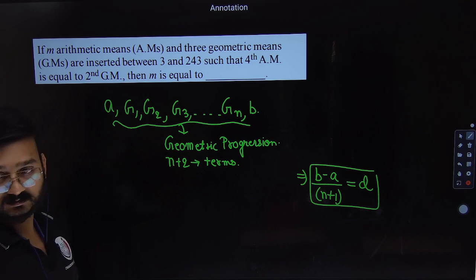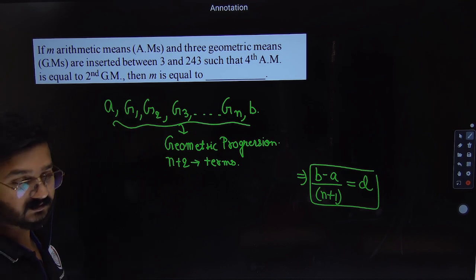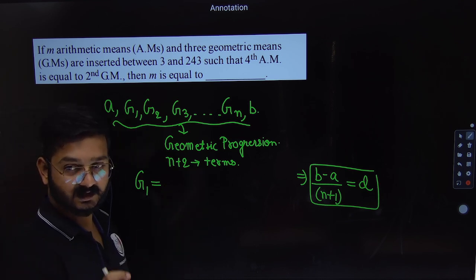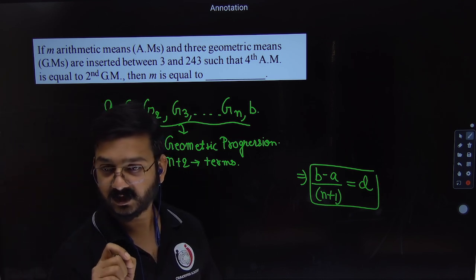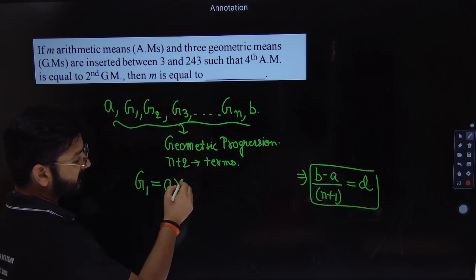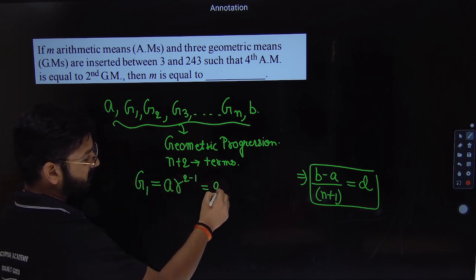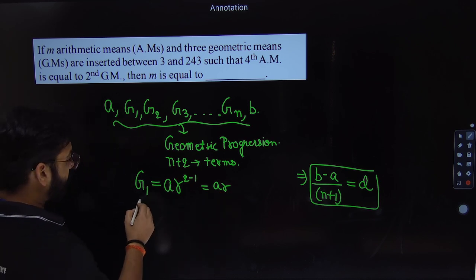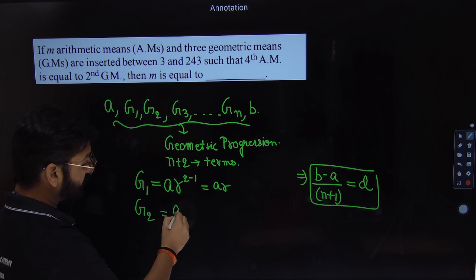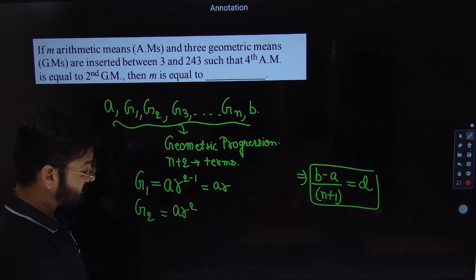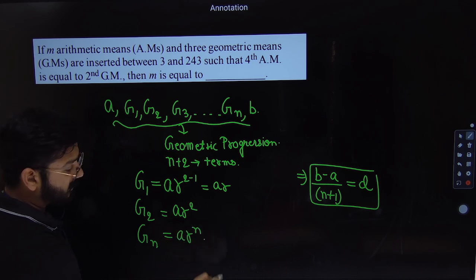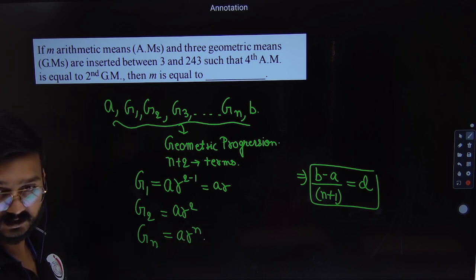So G1 is which term? First or second? Second. So how do you write the term of a GP? A into R to the power n minus 1. So this is the second term: A into R to the power 2 minus 1, AR. Similarly, what will be the second geometric mean? Second geometric mean is the third term. So this will become AR square. So similarly, what will be the nth geometric mean? A into R to the power n.